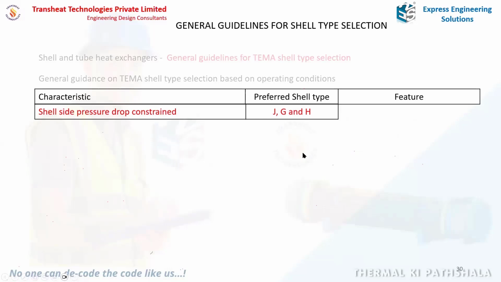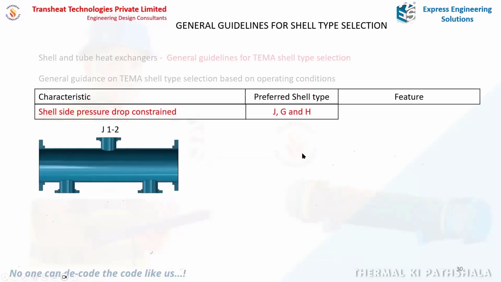Now, what is a J-type shell? If you see in the TEMA classifications, there are two J-type classifications. One is what we call a J12 shell, where you have one inlet nozzle and two outlet nozzles. So this is what we call a J12 shell, and this is the fluid flow pattern. The fluid is split after it enters the shell, split on either side of the inlet nozzle and flows through the bundle across the tubes, affecting the heat transfer process.